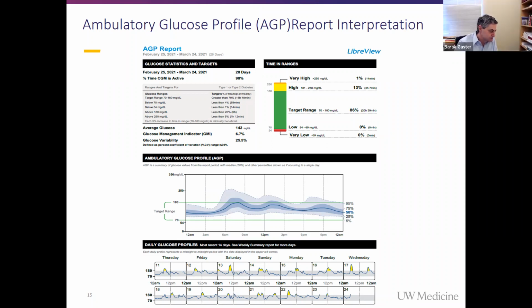But we're going to look at the three main areas of this report. We're going to look at this upper left-hand corner, which has the GMI, which is one of the key metrics. We're going to look at this upper right-hand corner, which is time in ranges. And then I don't think I'm going to go into detail on the waveforms, but we'll talk about a rubric to look at the ambulatory glucose profile for the patient.